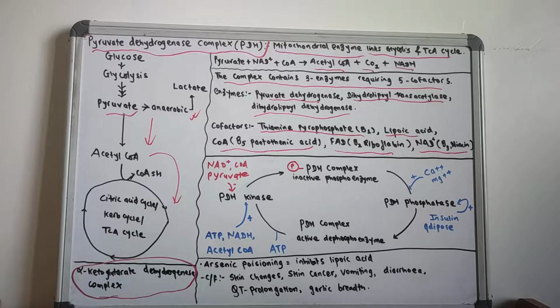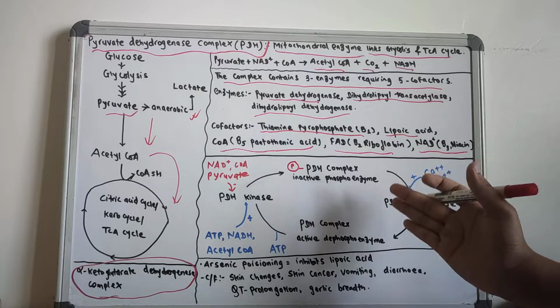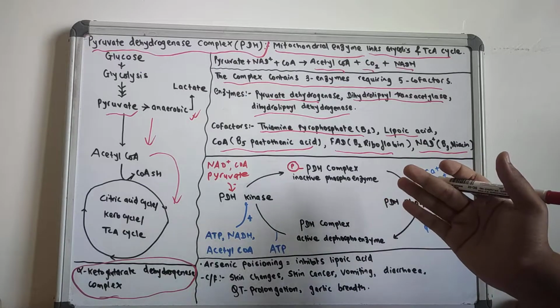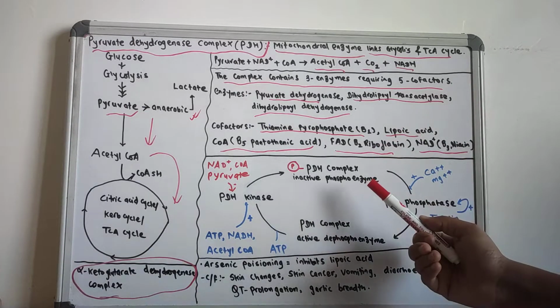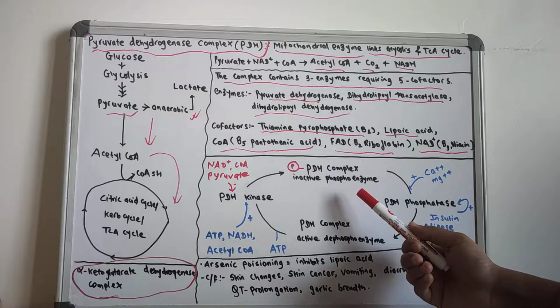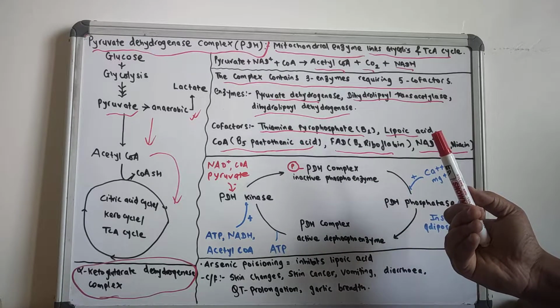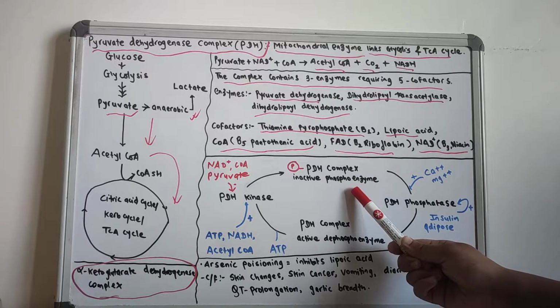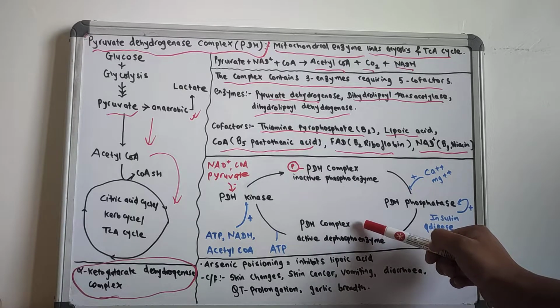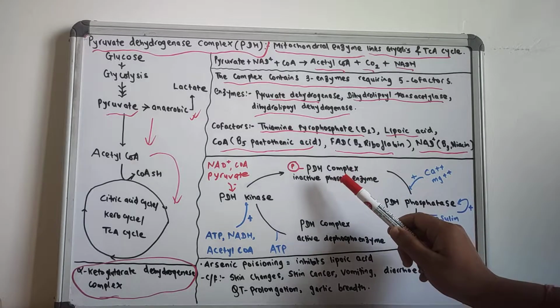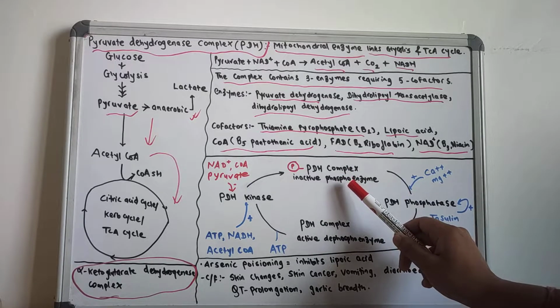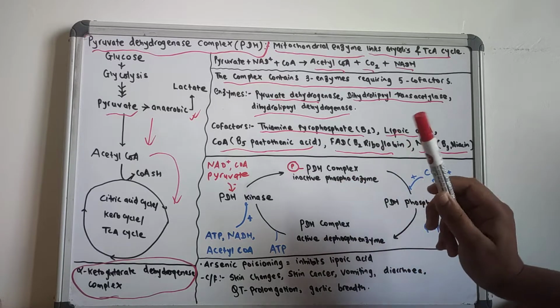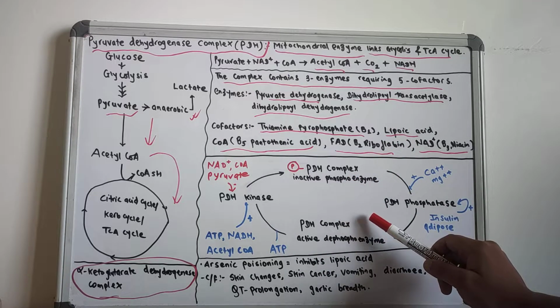Forget about what I have told you, and I will explain again in a simpler form. The pyruvate dehydrogenase complex has two forms, phosphorylated and dephosphorylated. The pyruvate dehydrogenase complex is inactive in the phosphorylated form, but active in the dephosphorylated form. Again, it is inactive in the phosphorylated form, whereas it is active in the dephosphorylated form.